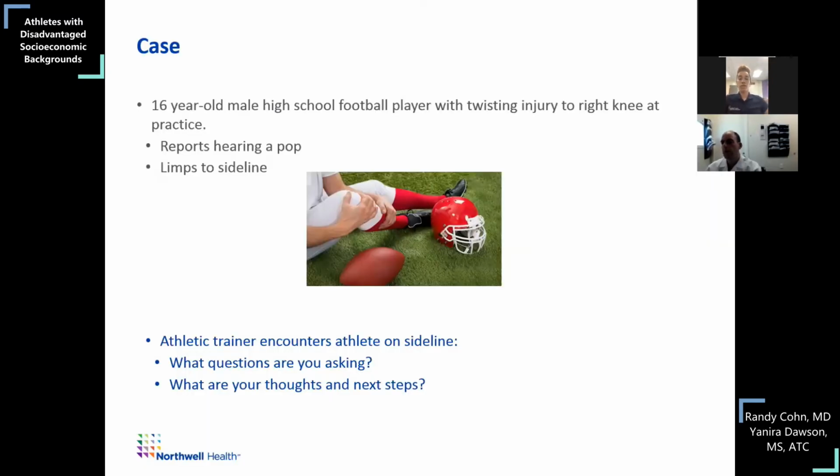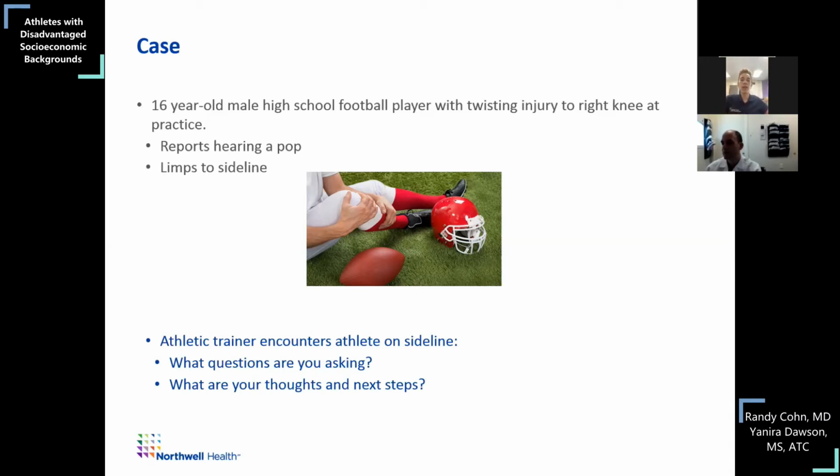So we're going to take you through a case report of a patient that any of us see on any given day. We have a 16-year-old male high school football player who sustains a twisting injury to his knee while at practice. He hears a pop and limps to the sideline. He comes over to the sideline and sees one of our trainers like Yanira. And Yanira, what are some thoughts you have when this person comes onto the sideline?